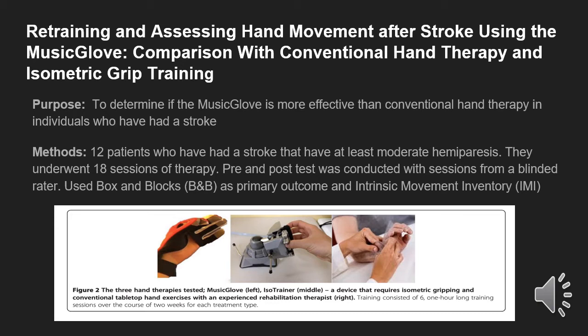But the one thing that I liked is they used a blinded rater. So instead of the researchers looking at it, they would actually bring someone in and determine if they were better pre versus post. And they also used this thing called a box and blocks test as the primary outcome, and that was basically you measure unilateral gross manual dexterity. It's actually really quick, it's simple, and it's a very inexpensive test. And it's kind of nice because it can be used in a wide variety of populations, especially with strokes.